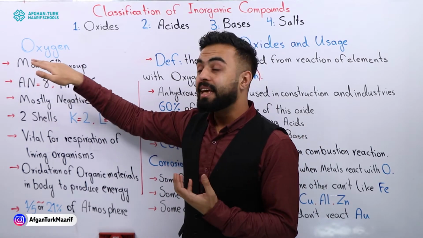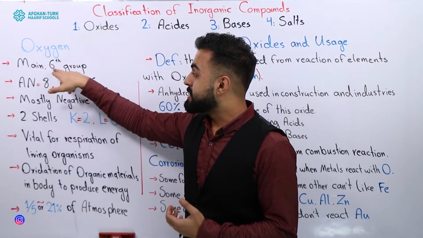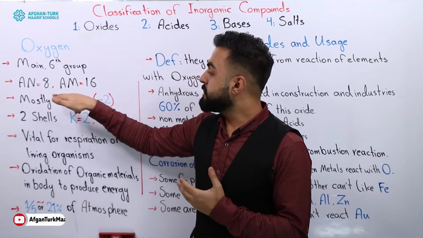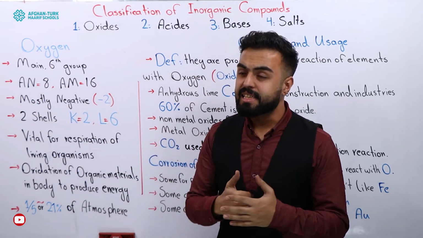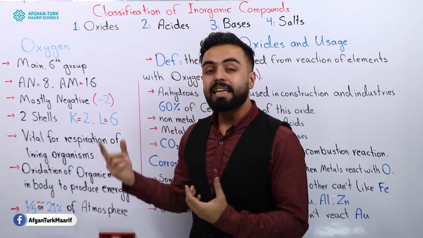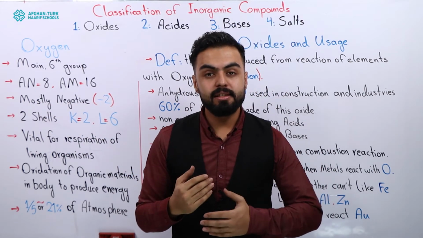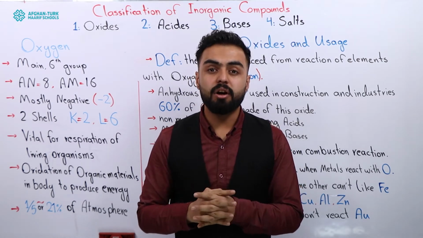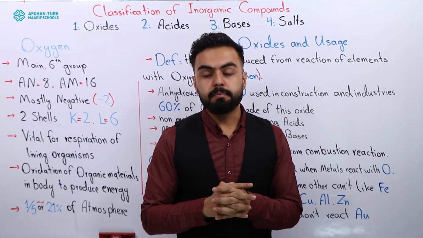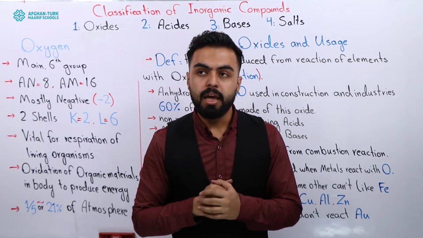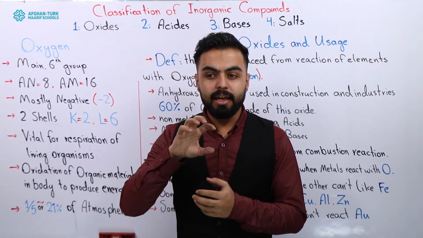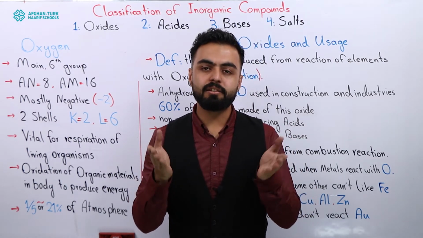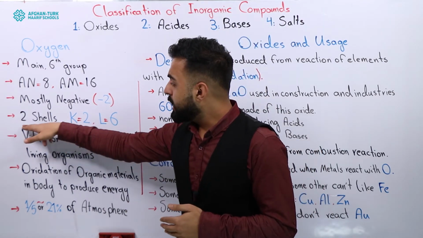Oxygen is located in the 6th main group in the table. The atomic number for that is 8 and the atomic mass for that is 16. It is mostly negative. When this element reacts with other elements, mostly it takes a negative charge, but sometimes, only one time, when it reacts with fluorine, it actually has a positive charge, because fluorine is the only more electronegative element in the table.